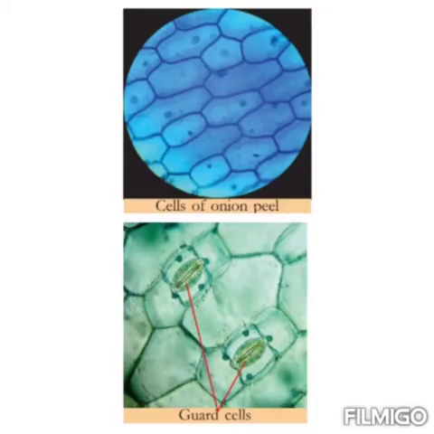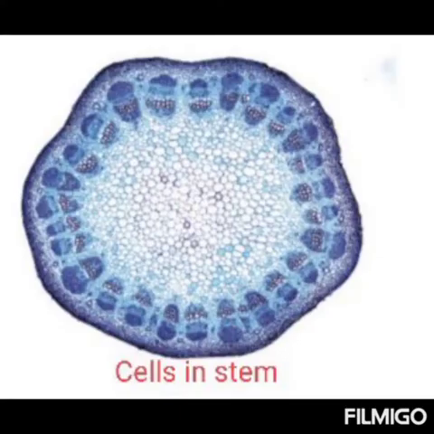Now you have seen the cells of the onion peel and the different cells in leaves also. All these cells are different in shape and they have their own peculiarities. Now apart from these 2 cells, let me show you the cells in the stem. These cells also have their own shape and their own peculiarities. So different cells have different shapes and have their own peculiarities.